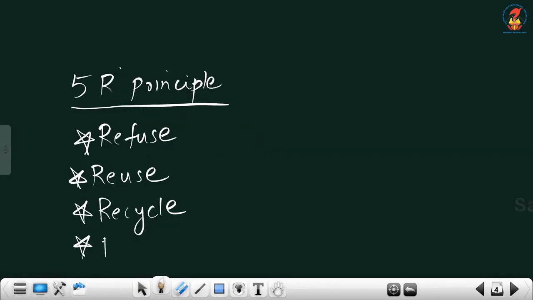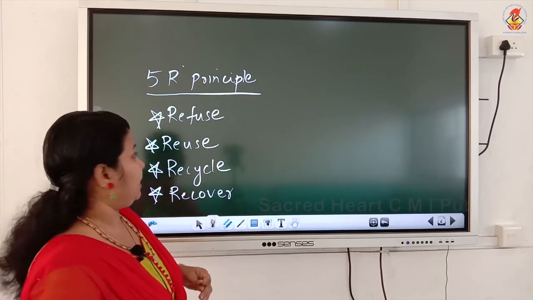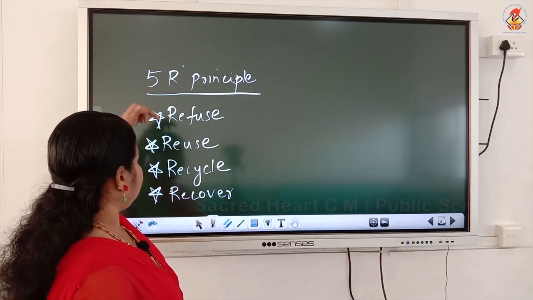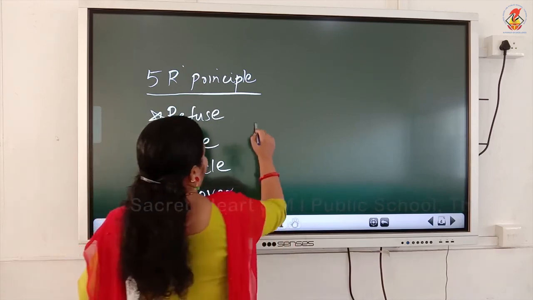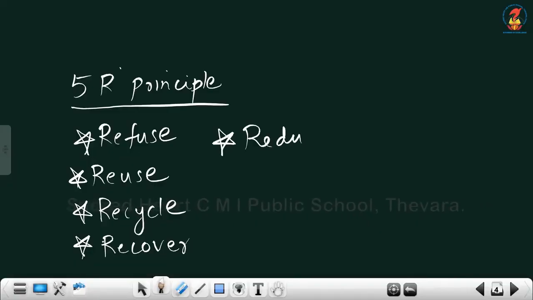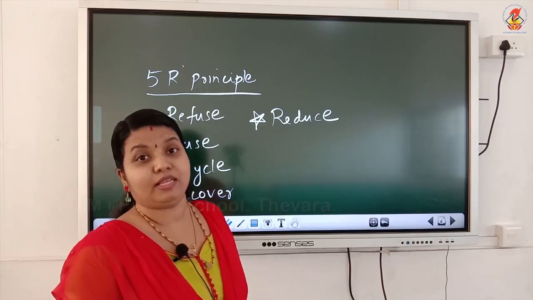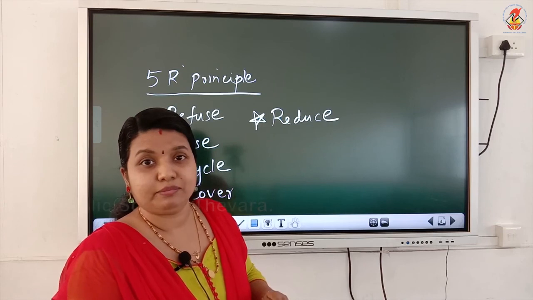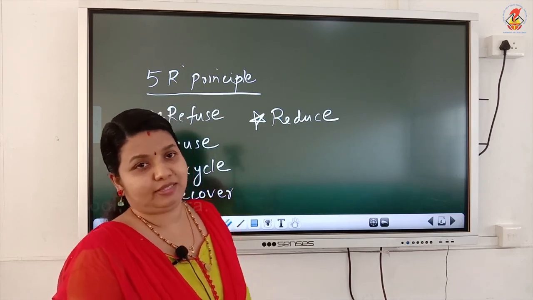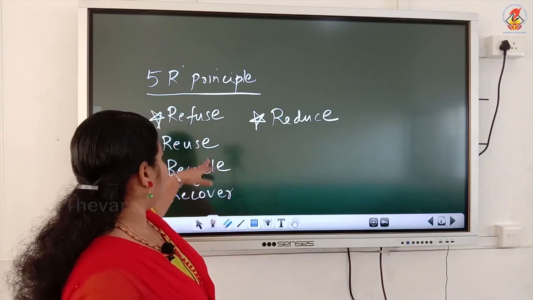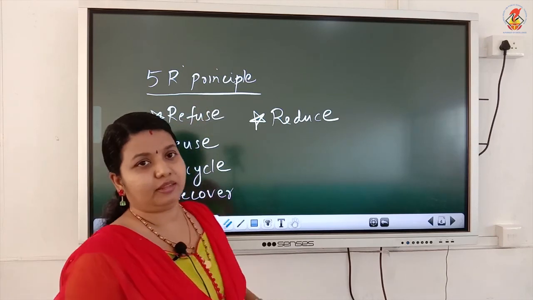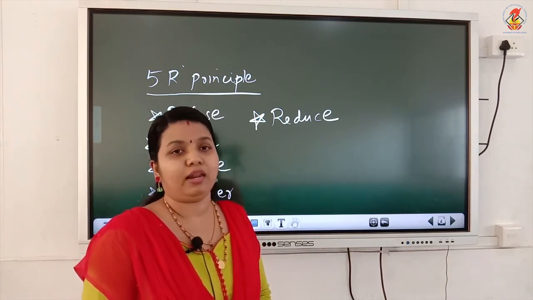Then recover. Try to recover or reduce the problems associated with plastic. So refuse, reuse, recycle, recover, reduce. The most important thing is reduce. Reduce the problem, reduce the use of plastics. As far as possible, minimize the use of plastics. So reduce, recover, recycle, reuse and refuse are the 5 R's. 5R principle.